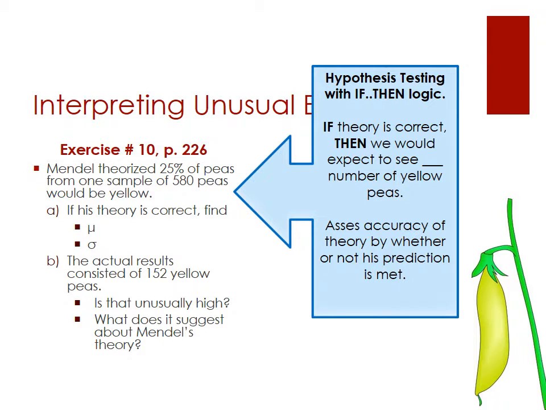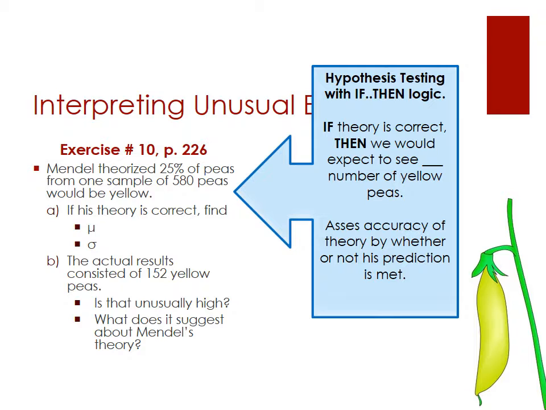Here's how this works. In hypothesis testing if-then logic, if a theory is correct, then we would expect to see a certain number of yellow pods. This is the if-then statement put forward. This is the basic hypothesis. So we then assess the accuracy of this theory by whether or not the prediction is met. So this is what we're looking at, basic hypothesis testing.